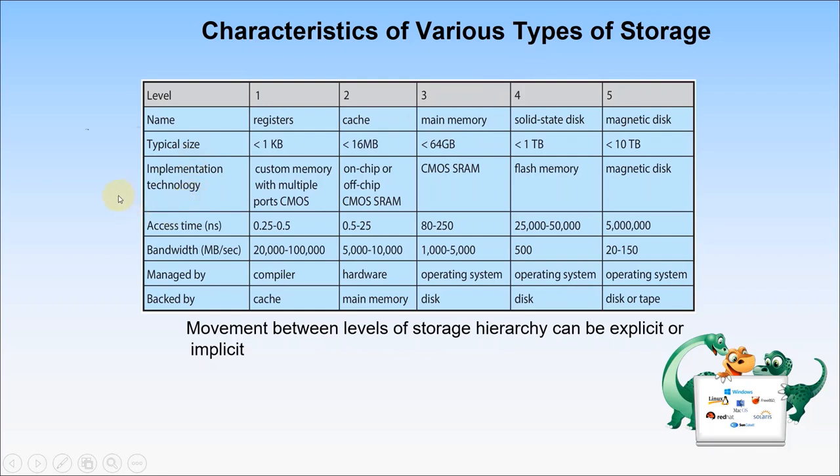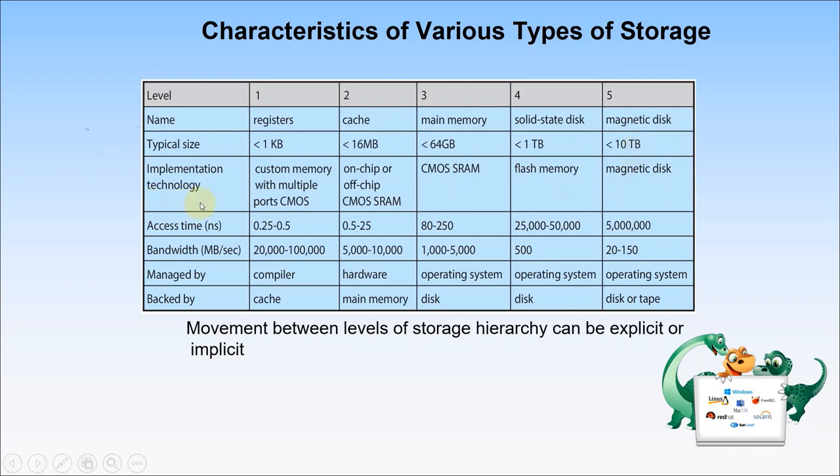From the diagram that we presented earlier, starting at the bottom, the capacity going upward toward the register is decreasing. But the speed, from the magnetic tape at the bottom going to the register, gets faster. Faster access as we move upward. Now, the typical size for a register is less than 1 KB, and if you observe the magnetic disk, it's less than 10 terabytes. The capacity increases as we go down.